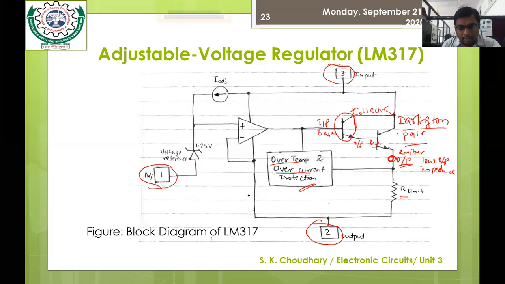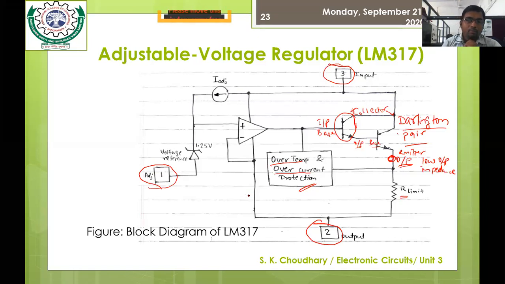So whenever there is a load change to this particular adjustable voltage regulator, maybe it will drive more current than the prescribed value of the current. At that time, it would generate more heat, excessive heat, and it could damage the circuit. So this over temperature and over current protection circuitry would, at that moment, shut down your regulator and protect the whole circuitry from damage.